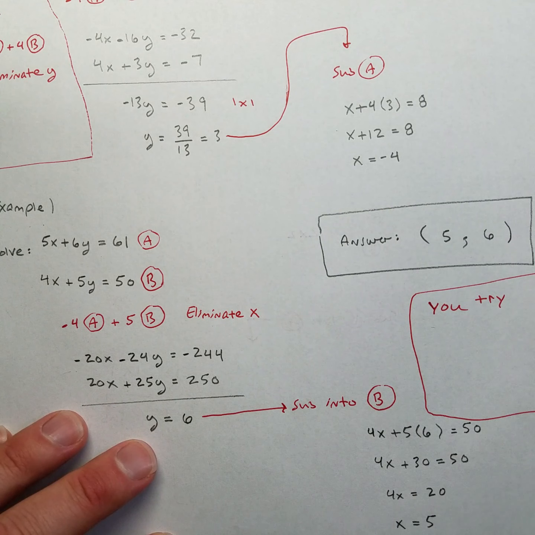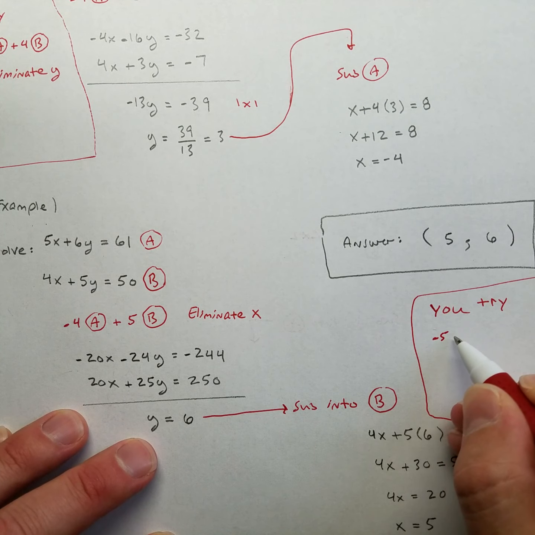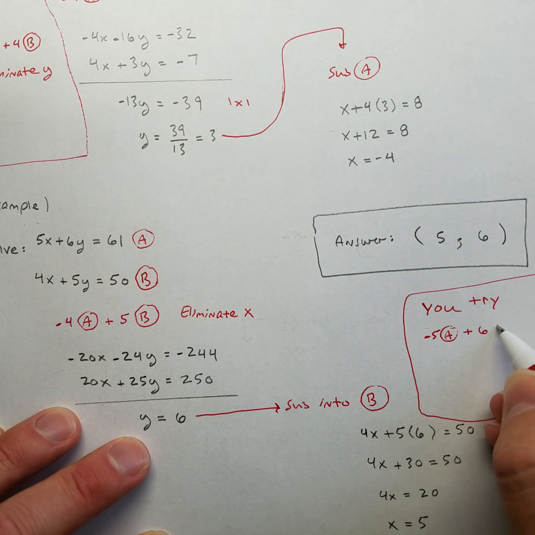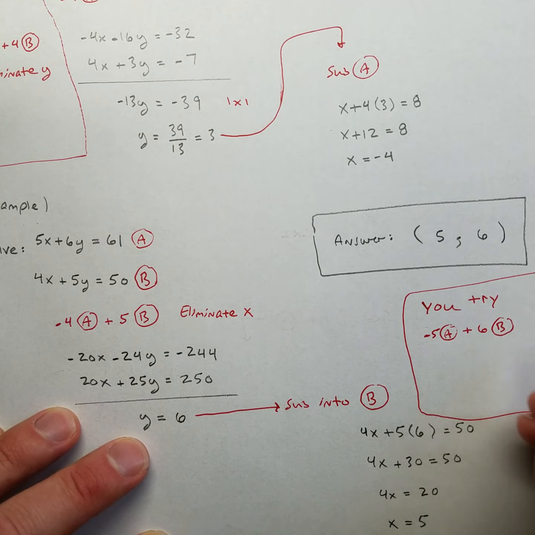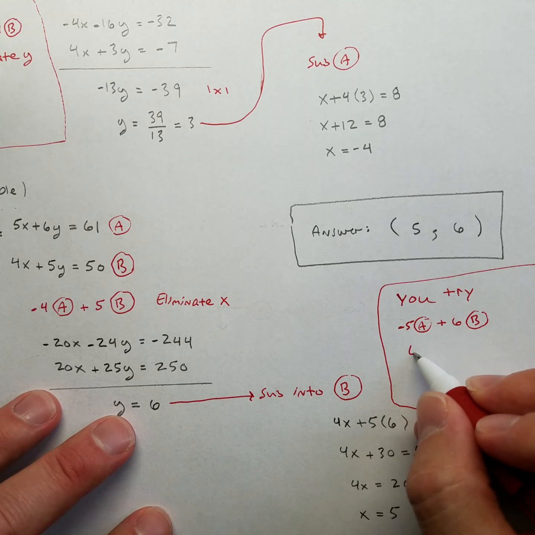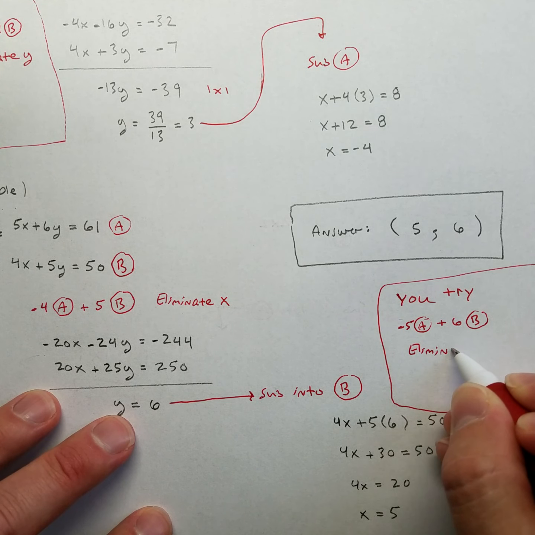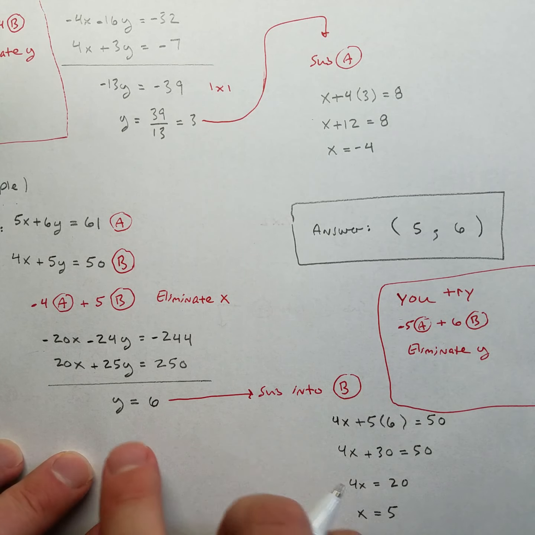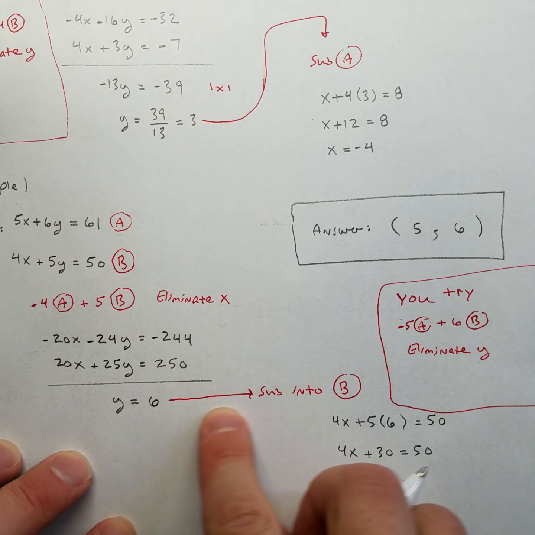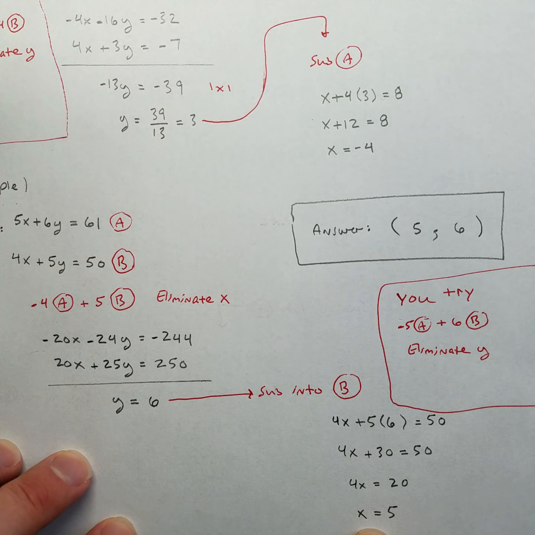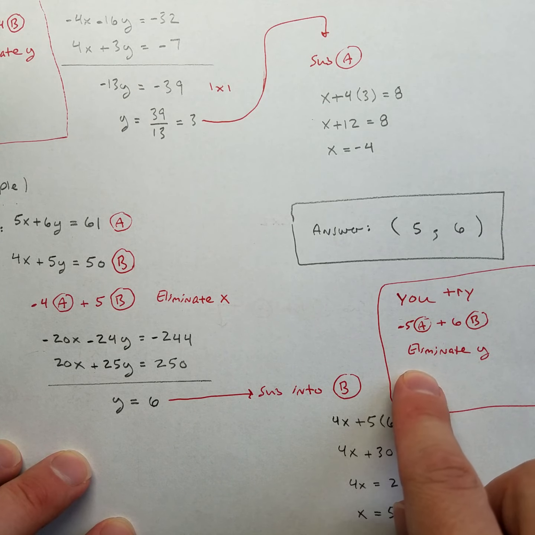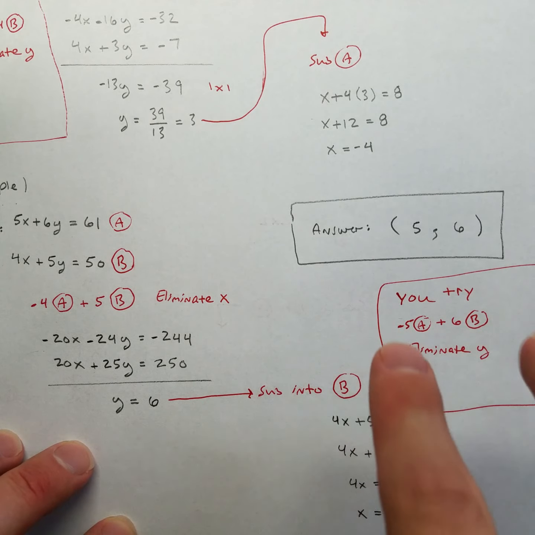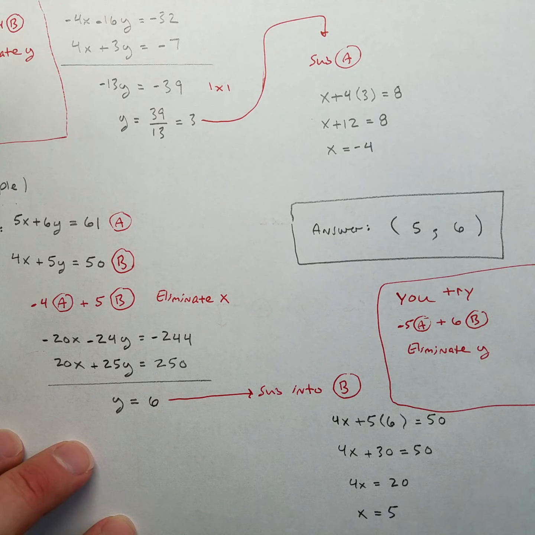So how about this? We could do something like negative 5 times equation A plus 6 times equation B. And what would that do? That would eliminate the y, and it would instantly get you the x. But then you would go substitute to find the other answer. All right, so that would work. It'd be a good thing for you to pause the video. There's the instructions. Set it up, do it like that, see if you can get that same answer.